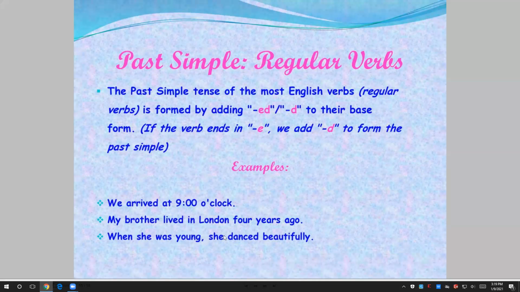When she was young, she danced beautifully. Now dance, again, is a regular verb and it ends in e. So, the first rule for regular verbs in past: if it is a regular verb and it ends in e, we simply add d after that to make it past, like arrive, arrived, live, lived, dance, danced.